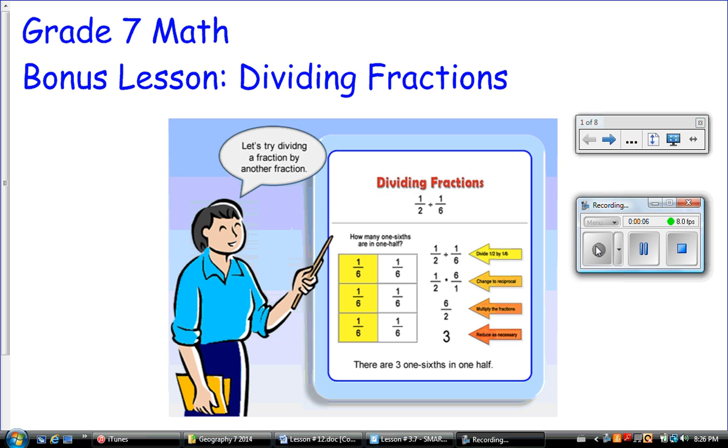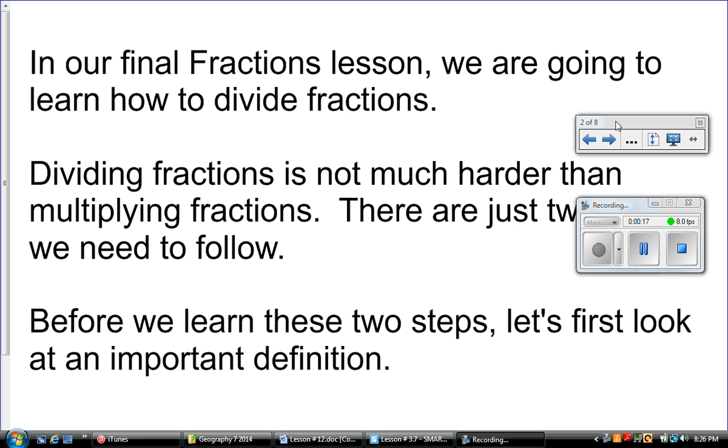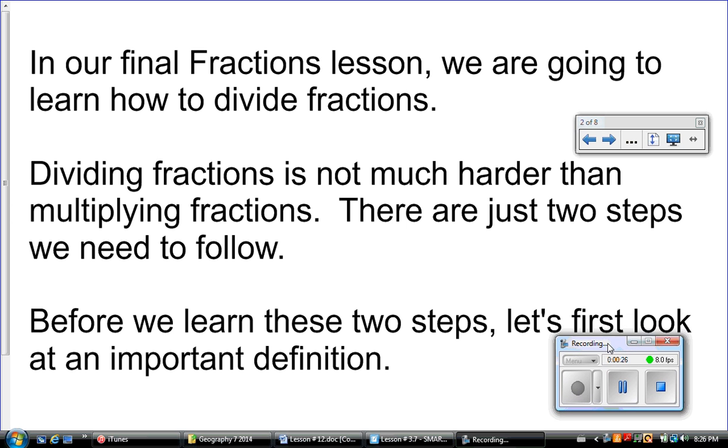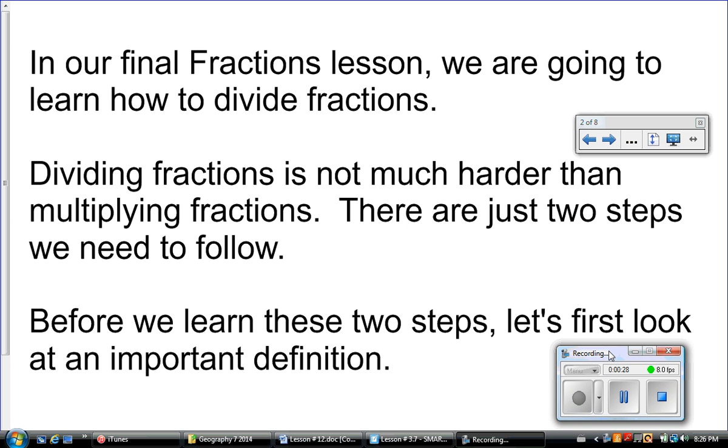This is our second bonus lesson for our fractions unit, and today we're looking at dividing fractions. In our final fractions lesson, we are going to learn how to divide fractions. Dividing fractions is not much harder than multiplying fractions. There are just two steps we need to follow. Before we learn these two steps, let's first look at an important definition.